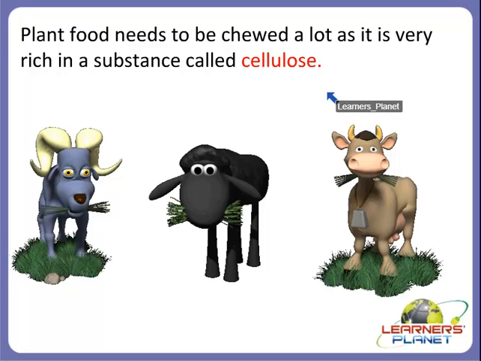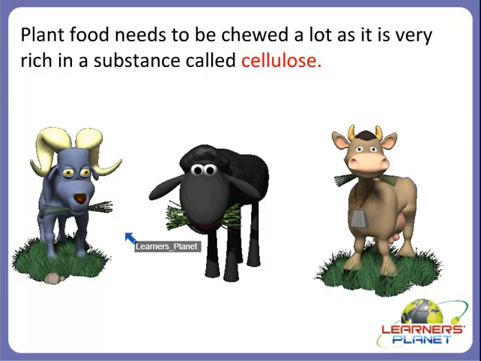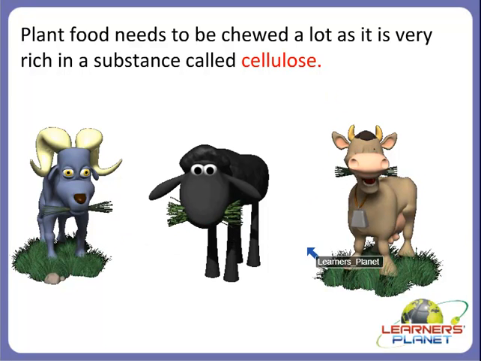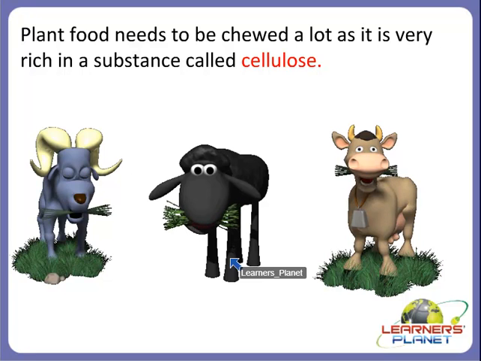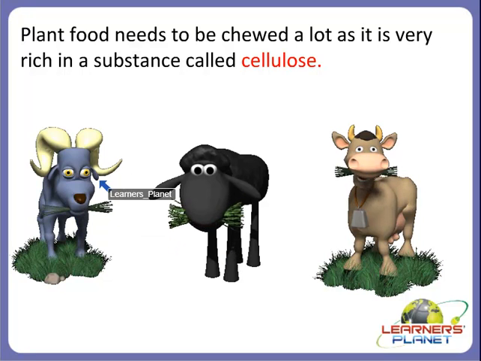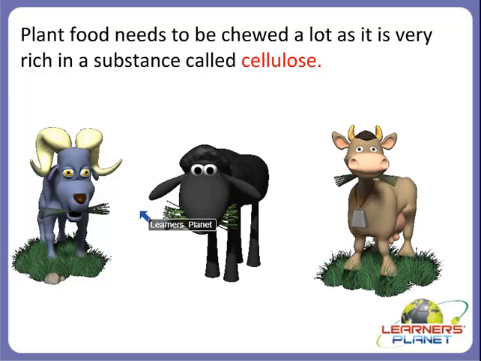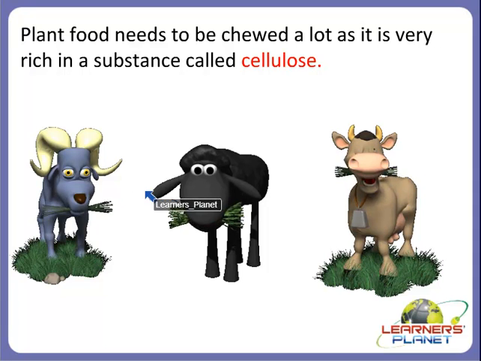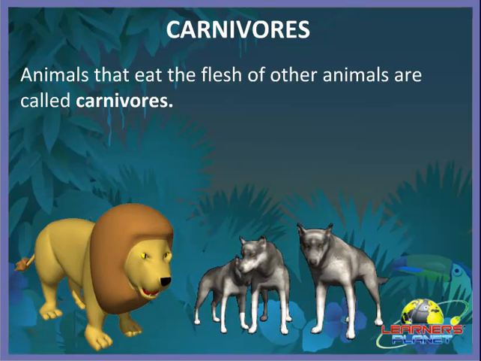For example, you can see this is a cow, then sheep, and then donkey, then horse. So there are many such plant-eating animals. So these are called herbivores. Alright children. Now we will study about the next category, that is carnivores.